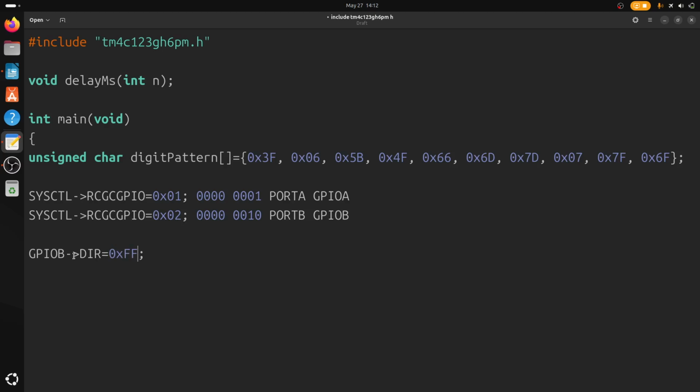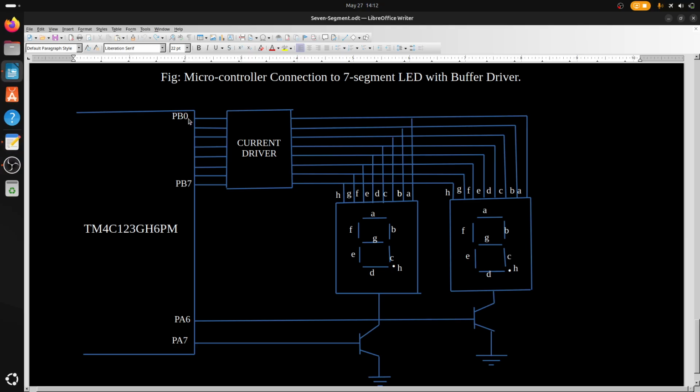So I'm choosing which pin? Here I'm giving FF, because F in hexadecimal is this, and F in hexadecimal is this. I'm choosing the whole pin 0 to 7 as the output port, because here I'm choosing the whole pin 0 to pin 7 of port B as an output port, right? Because of that.